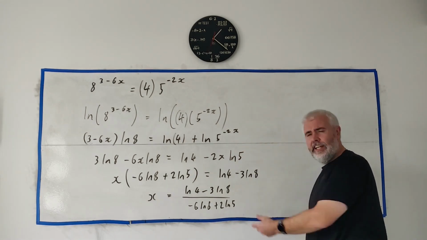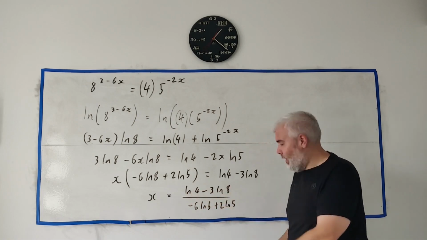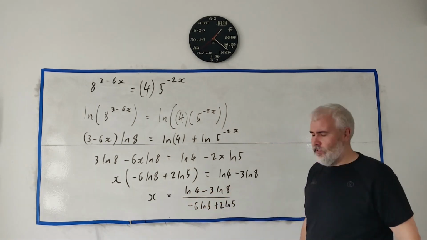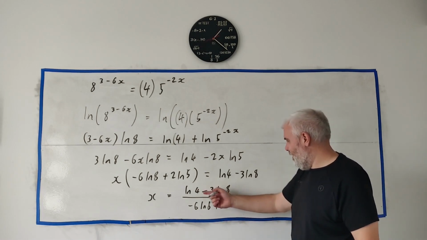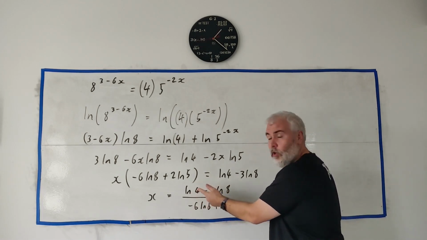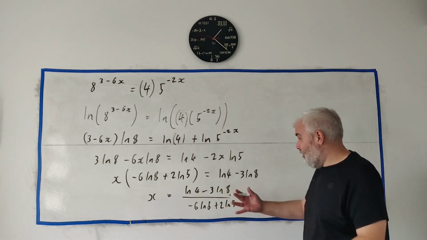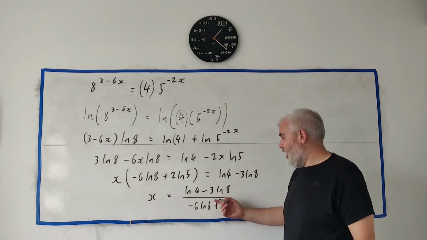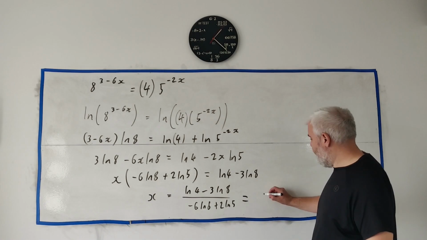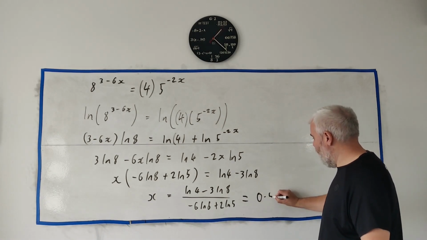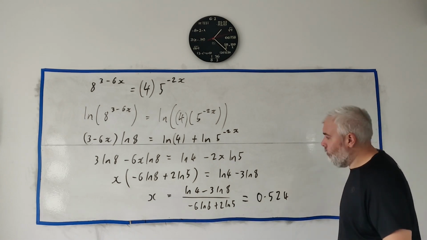You could start cleaning some of this up. Remember, the logs could recombine because there's a minus, recombine here because there's a plus. But it'll never get too neat because these two logs will go together quite well, a 4 and an 8, but this 5 will never work too well. And really, at the end of the day, we have calculators. Put all of this in on a calculator, and we get, rounded to 3 decimal places, 0.524. And that's the answer.